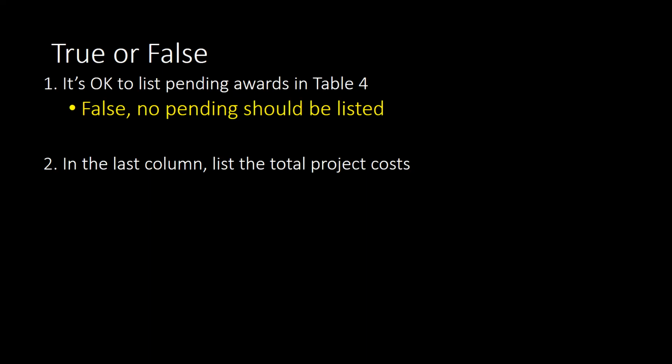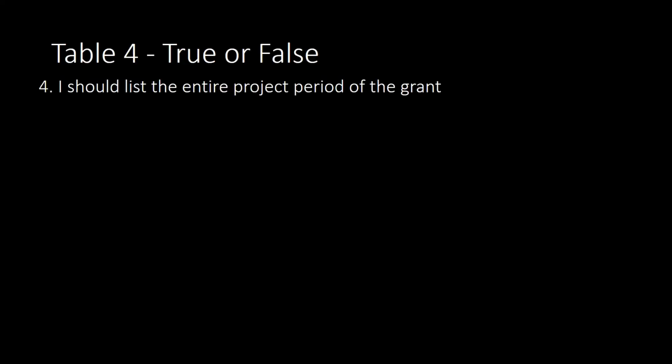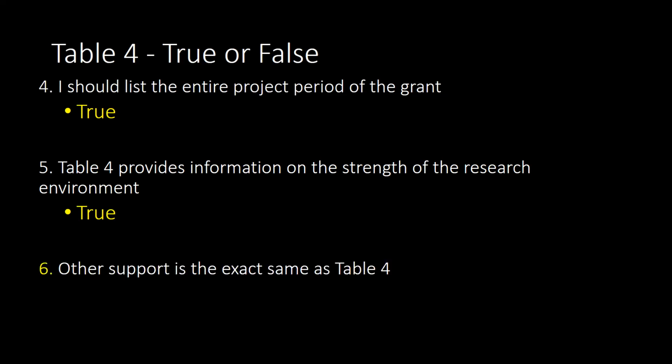Everyone's going to say Annual direct. Annual direct, exactly. I can run a query in NIH Reporter to find the direct costs of any NIH grant. Yes. I don't know if a lot of people use Reporter, but I love it. I should list the entire project period of the grant. True. Helping you guys out there. Table 4 provides information on the strength of the research environment. So that's correct. You're listing all of your research support for that particular faculty member.